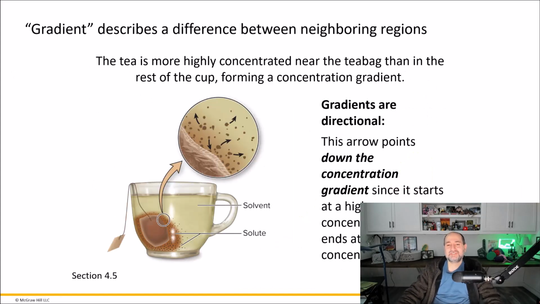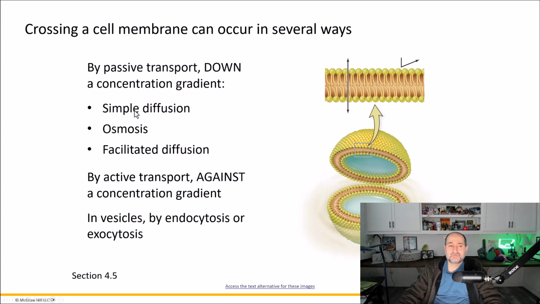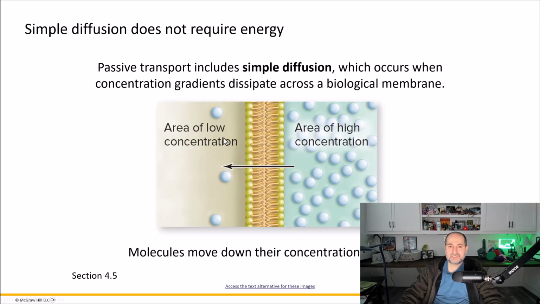Next, you should definitely know that diffusion occurs down the concentration gradient. Next, you should know these terms: simple diffusion, osmosis, facilitated diffusion. All of these are important terms to know, as well as active transport and endocytosis and exocytosis. All of these terms are important to understand for the exam.